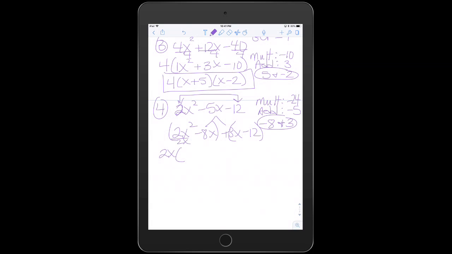Then divide each of those two terms by 2x, and you'll have x minus 4. In the next set of parentheses, the greatest common factor is 3. Write it there. Divide each term by 3, and you'll have x minus 4. And that's good because we want that common binomial factor. So we factor that out. And then our other factor comes from what's remaining, the 2x plus 3. And that is our factored answer.